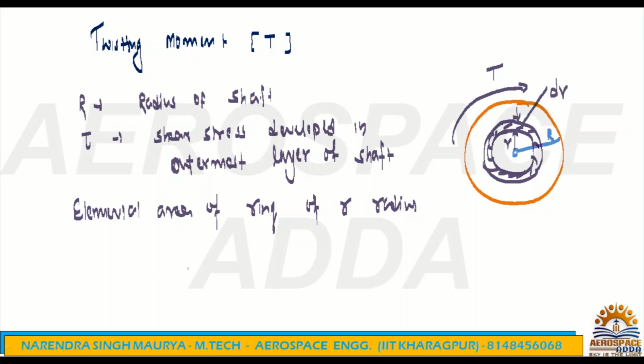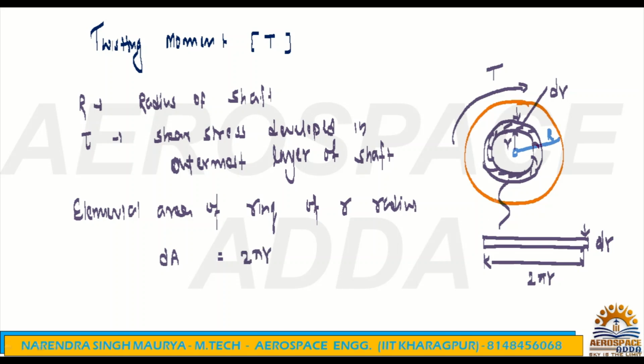So you know very well, if I write dA, that is the area. If you cut this ring and expand it, then how will it be? It will be something like this. The thickness is dr. Once you cut and expand this ring, the length is 2 pi r. So what is the area? Length into width. 2 pi r is the circumference of this ring, and the thickness is dr. So basically the area is 2 pi r dr. There should not be any doubt about it.